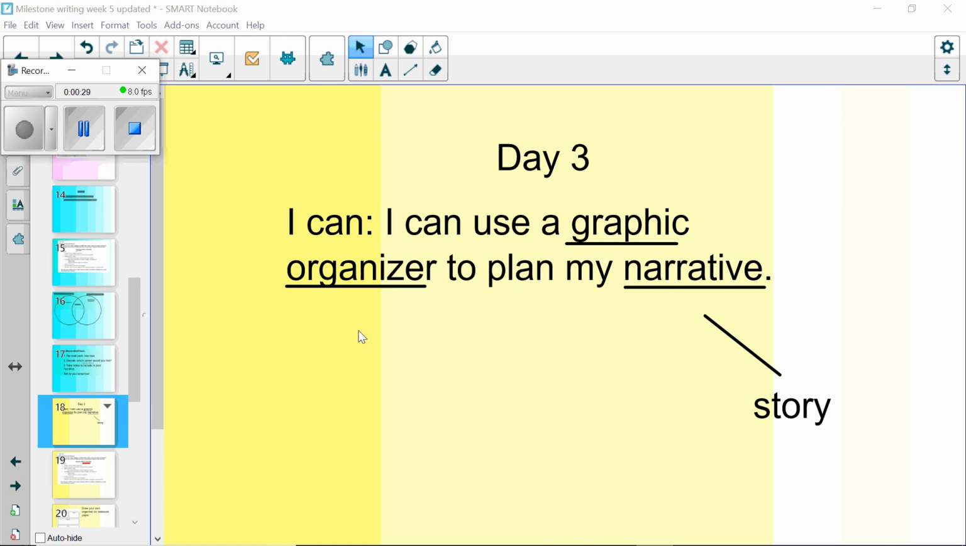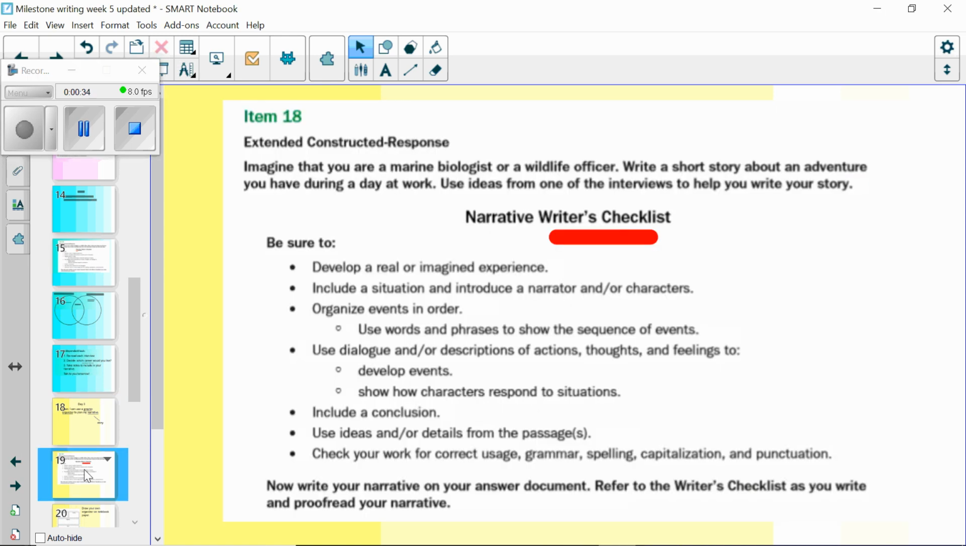and organize our thoughts. So what I want you to do is I want you to find this packet if your teacher sent this home with you. If not, you can follow along on the screen, and I'm going to read to you the prompt. And the prompt is what we want to be able to do.